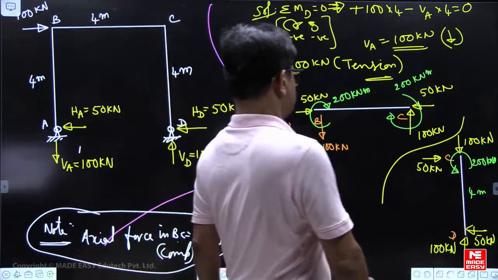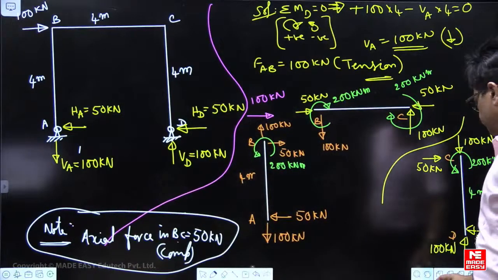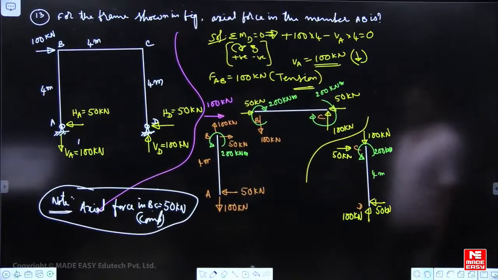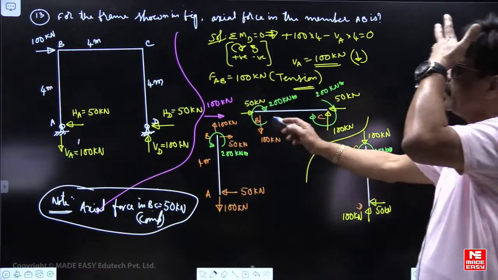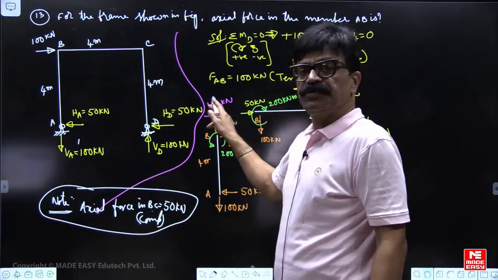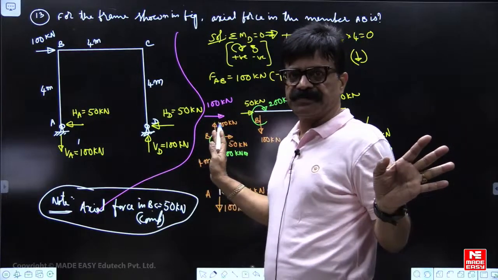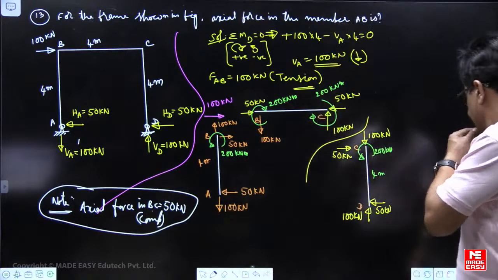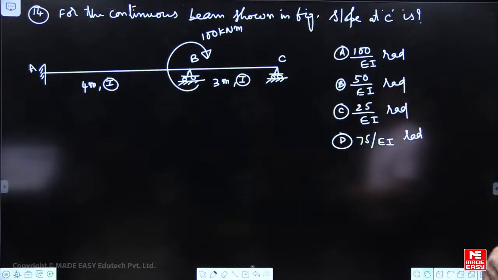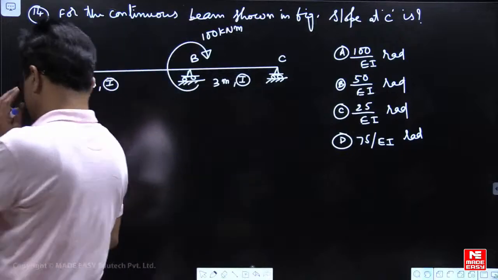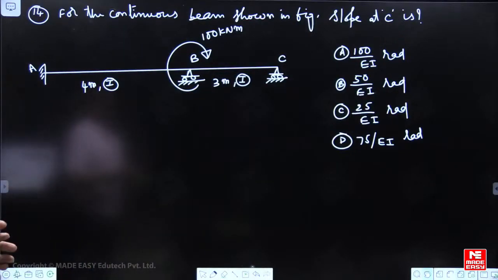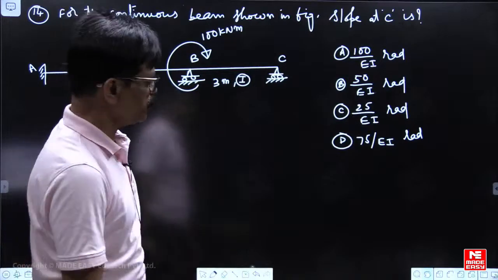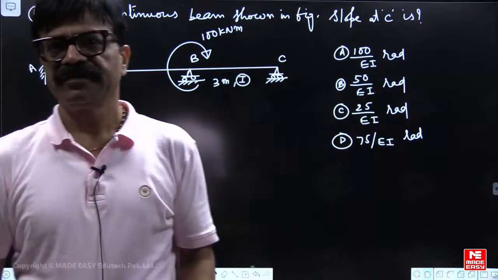Okay. So this is the process. This 100 kN, whatever you are showing, should not be kept on any free body diagram, because it is shared by 2 members. Now for the continuous beam shown in the figure, we want to find the slope at C. 30 seconds time.